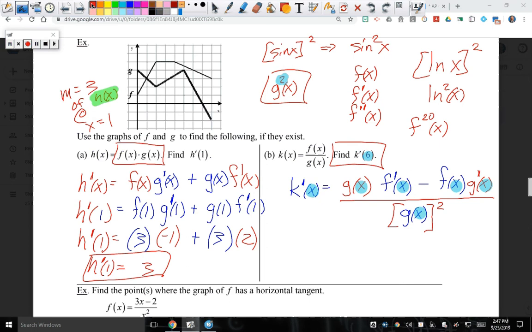Anyone, what's g of 6? 1, 2, 3, 4, 5, 6. Yep. What is f prime? Let's go with Nate. What is f prime at 6? It's the slope of f at 6. Negative 1/2. Okay. Matthew, what is f of 6 going to give us?